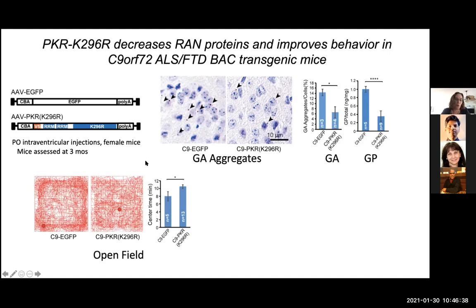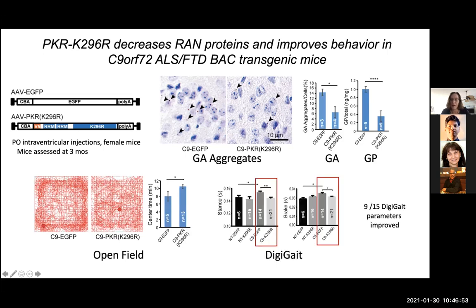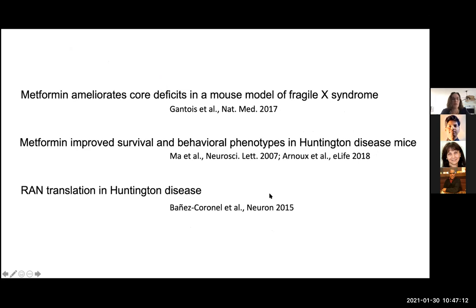And the open field abnormalities that are seen in the C9 mice, where they prefer the extremity or the outer edge of the cage, are reversed in the dominant negative mice. And there were 9 of 15 DigiGait parameters that were, again, normalized in the mice. So you can see the non-transgenic and the C9 mice have differences, and these differences are corrected with the K296R treatment.